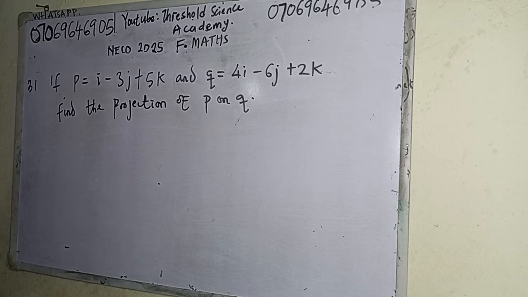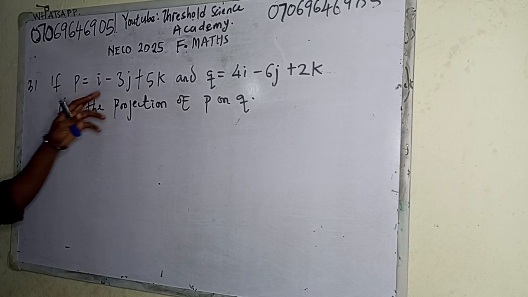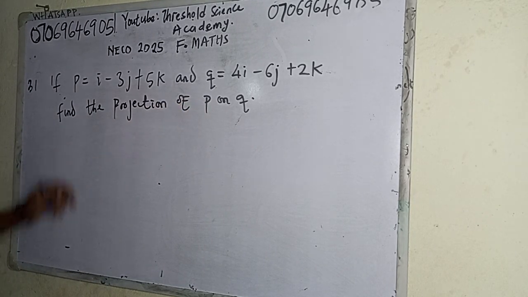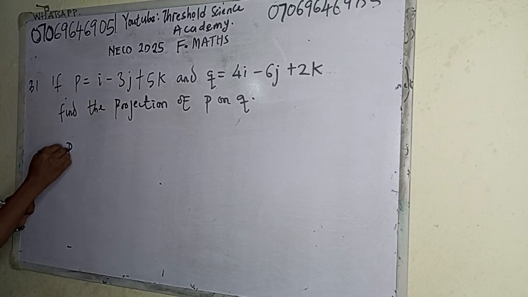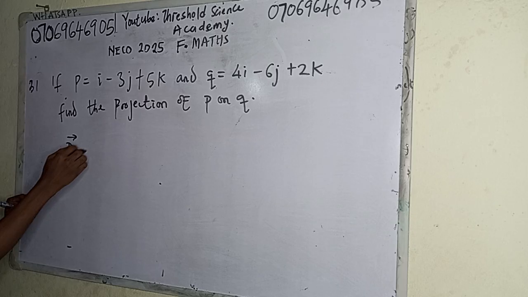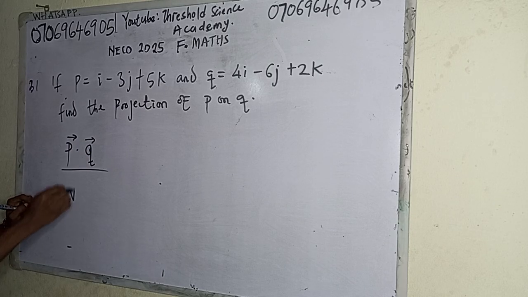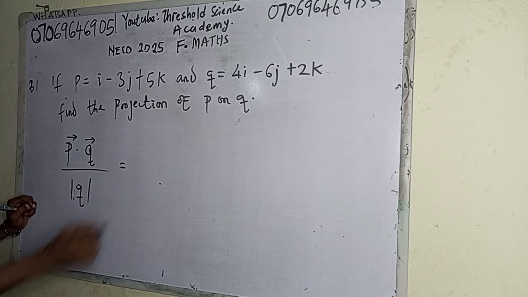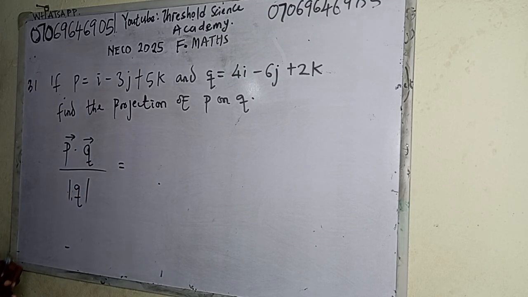All right, so number 31 says if P equals this, and Q equals this, find the projection of P on Q. What is the formula for finding projection? It's going to be the dot product of vector P and Q, all over the magnitude, or the modulus, of vector Q. Okay, so that's that. And of course, what's going to be the dot product?